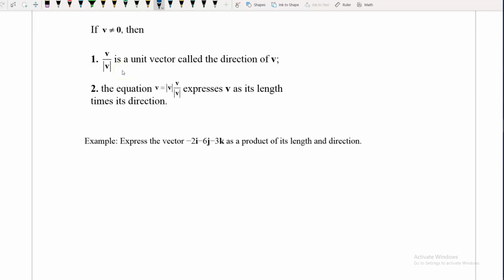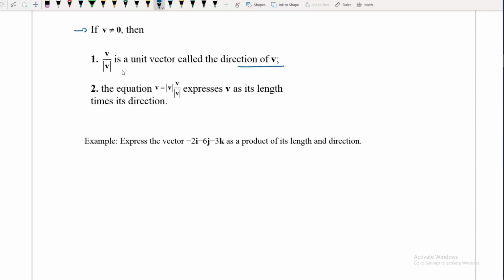So here again we have unit vector. V is not equal to 0, so if V is not equal to 0, then we have V divided by length of V, which is also the absolute value of V. This is a unit vector called the direction of V.